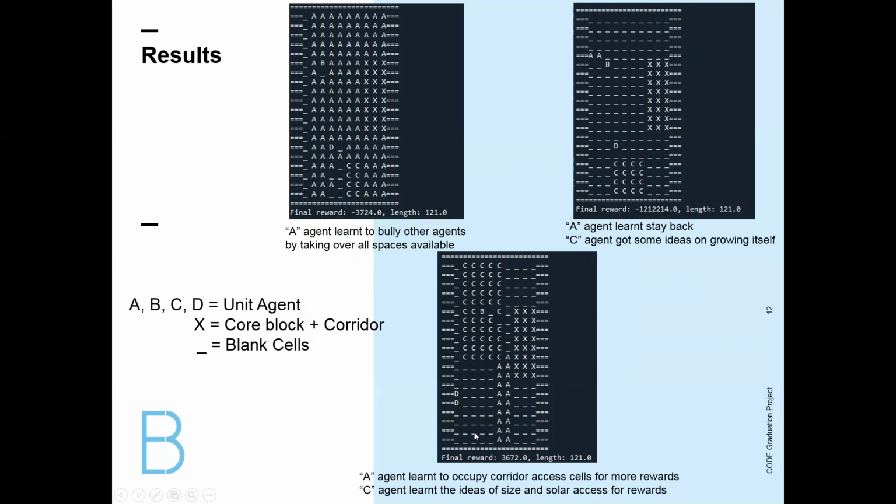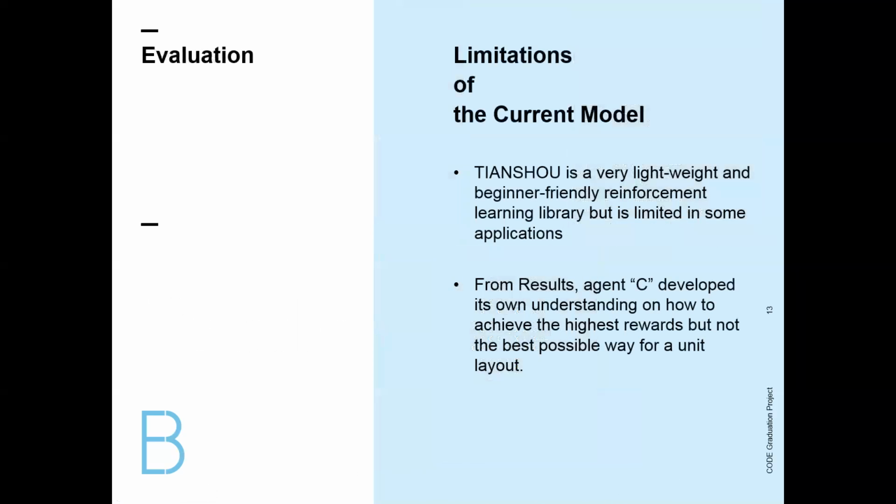And for the final results, after altering, I'd say it's the best result right now. You can see agent A has learned its idea of size and solar access for rewards, and it's by far the most amazing result I've seen from my environment for evaluation.